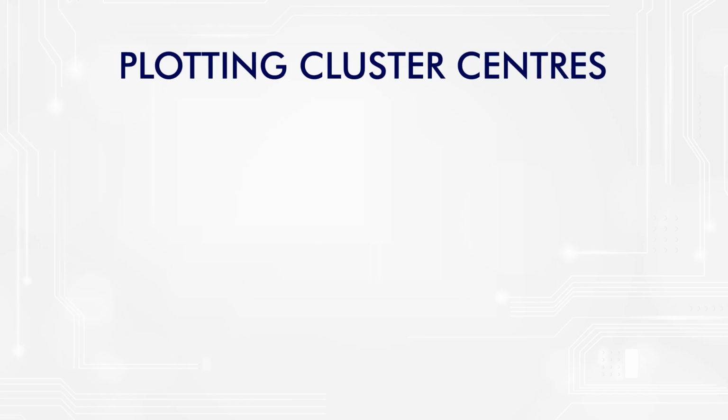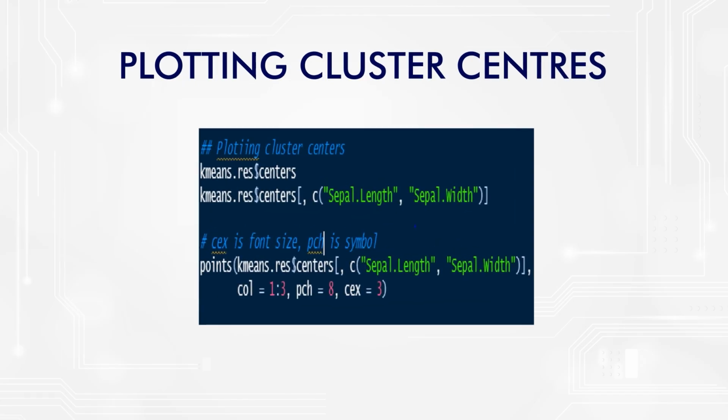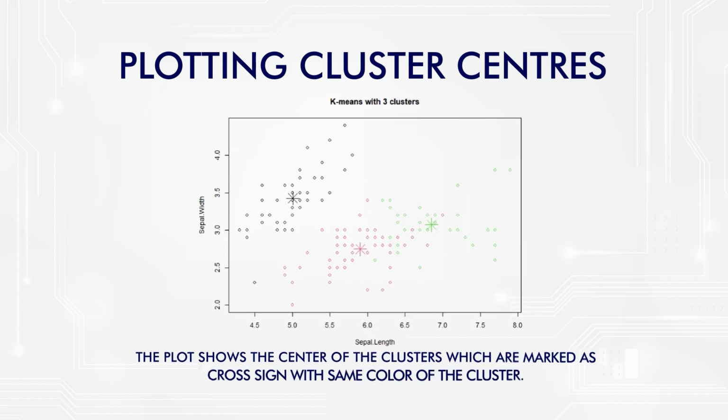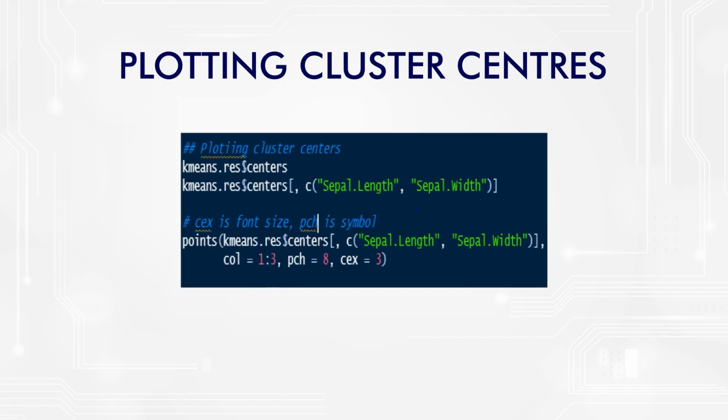Okay. Similarly, if you want to plot the cluster centers, you can do it using this statement. You can simply write points, k-means res dollar centers, and then write which of sepal length or sepal width you want. It will show the center point of the three classes. In the same way, the plot will show the center of each cluster marked with a cross sign in the same color as the cluster. Now you can also plot the cluster center by using another command, sepal length, sepal width, that is it.